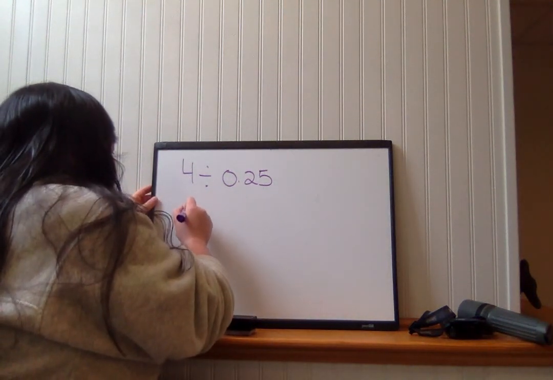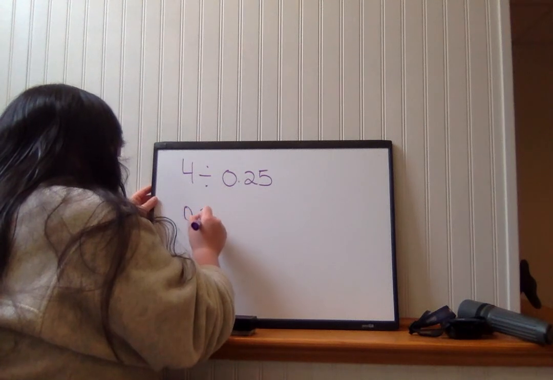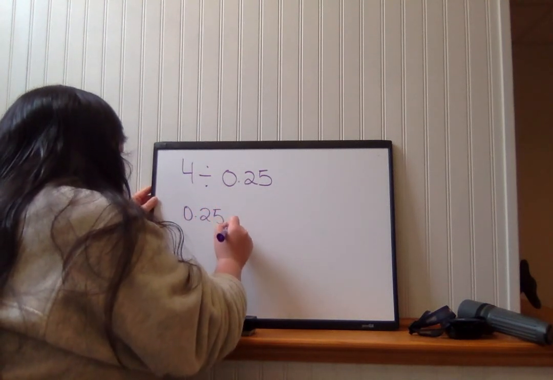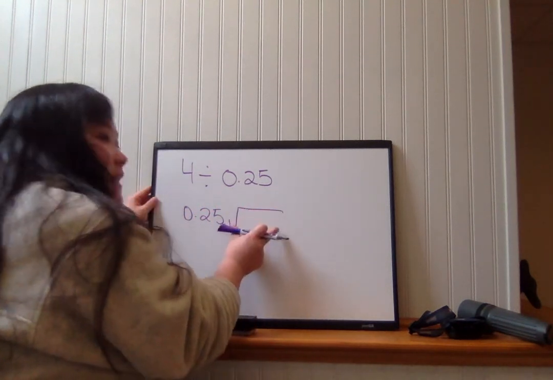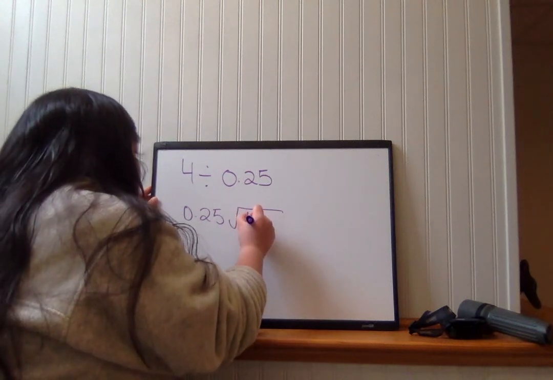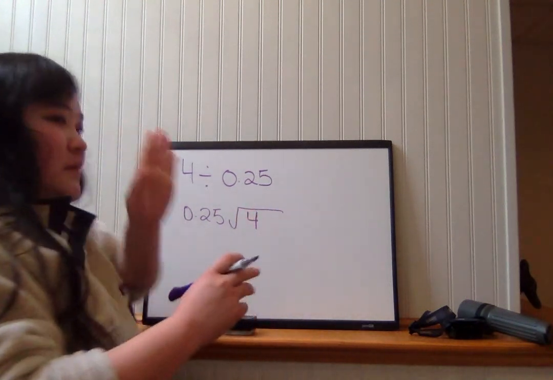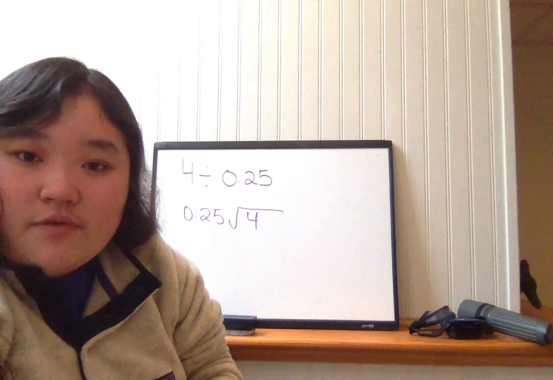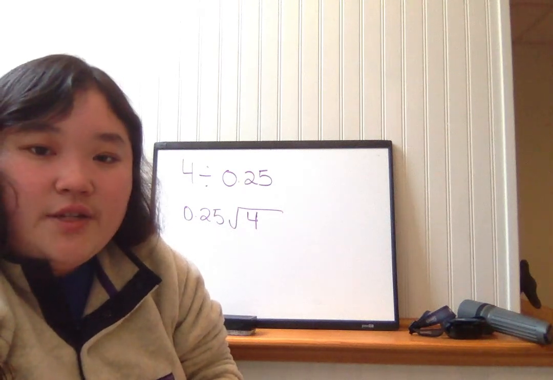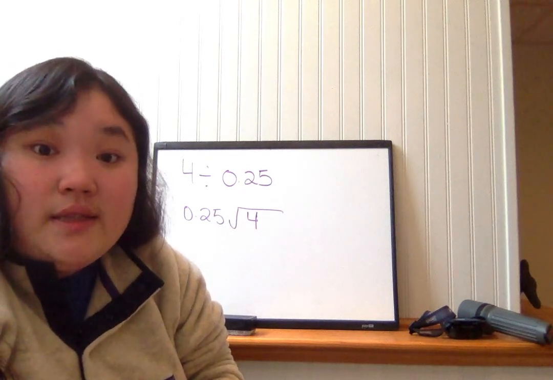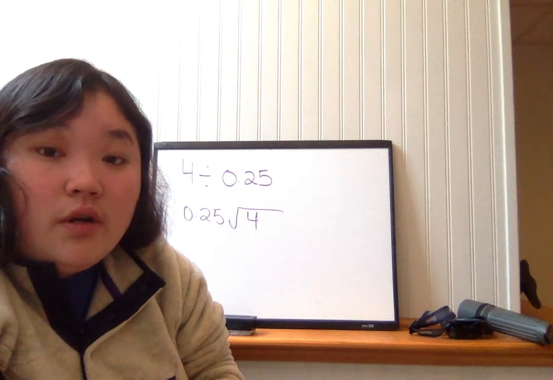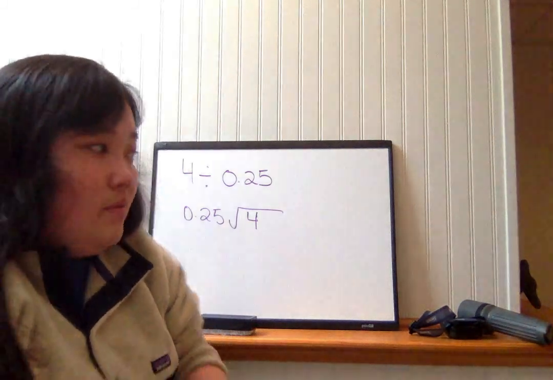My divisor is going to be 0.25, and my dividend, which is inside the little division house, is going to be 4. Now, there's a rule you must remember. Our divisor can never be a decimal.